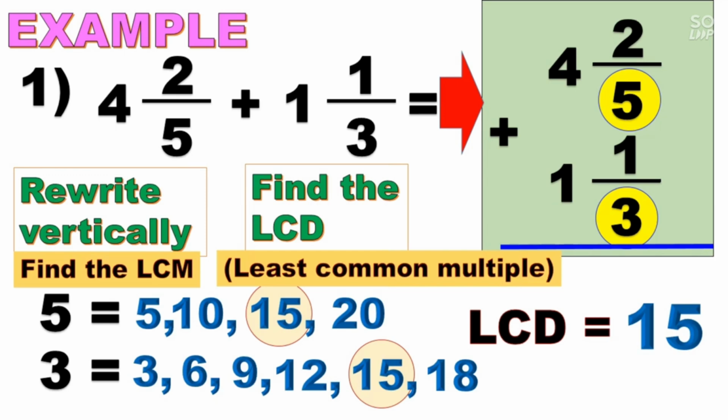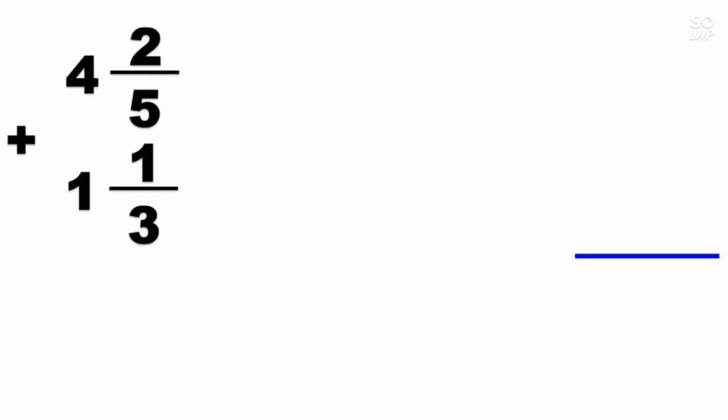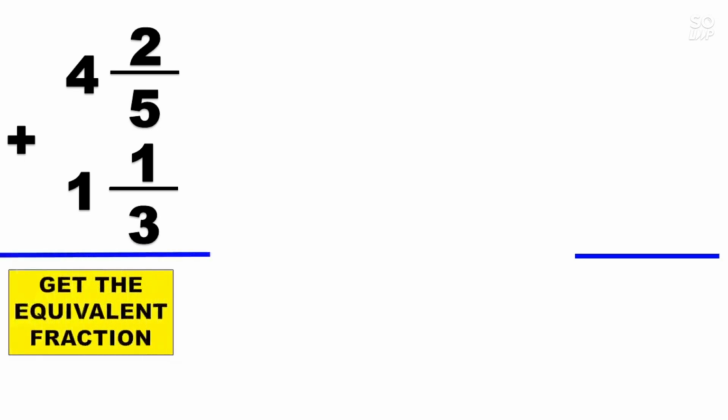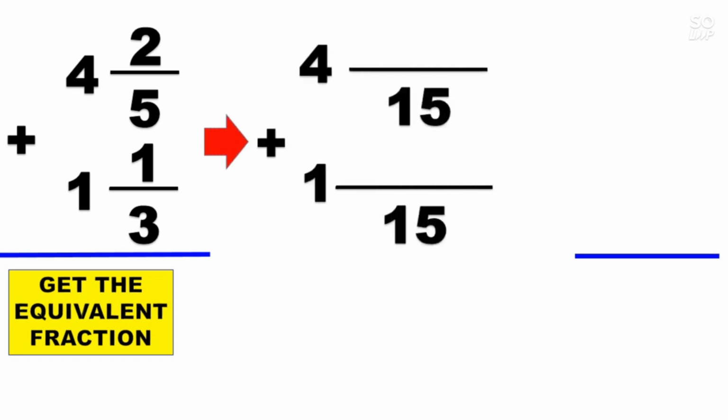Okay, so the next step, we have 4 and 2/5 plus 1 and 1/3. Then, get the equivalent fraction. The equivalent fraction is 4, and we have the denominator 15 over 15. Okay, pinalitan natin yung denominator natin na 5, ginawang 15. Denominator na 3, ginawang 15. Okay, and then, i-rewrite natin yung mga numerator, which is 2. And then, 15 divided by 5 is 3. Yun yung i-multiply natin sa numerator. So, magiging 2 times 3.